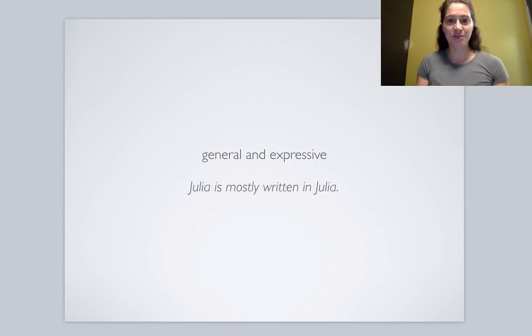Okay, and the fact that Julia is such a general and expressive language is what allows Julia to be mostly written in Julia itself. Now, one of the things that's really cool about the fact that Julia is mostly written in Julia is that this means that the line between users and developers of the language really starts to blur. So, traditionally, high-level languages are written almost entirely in lower-level languages, which means that there's a divide between the people who work in the language and the people who work on the language.